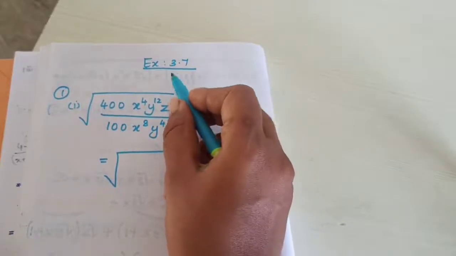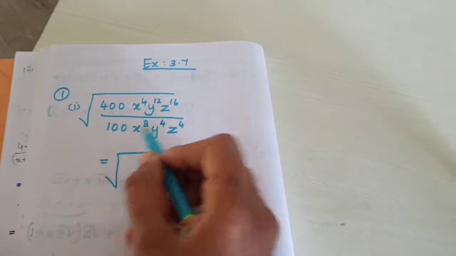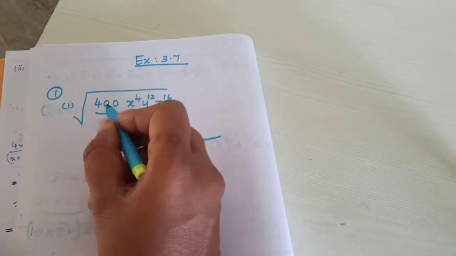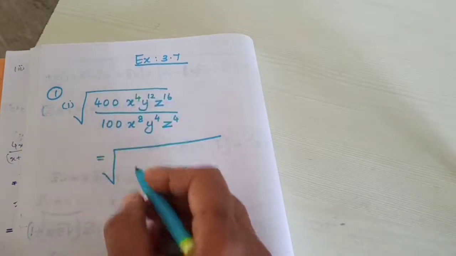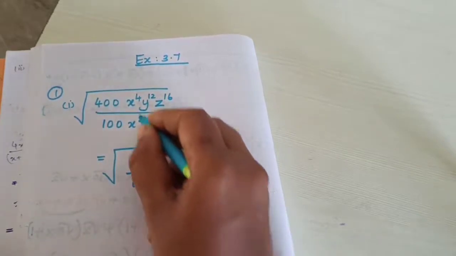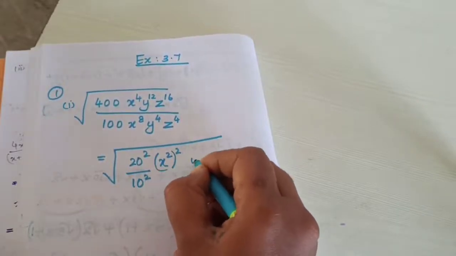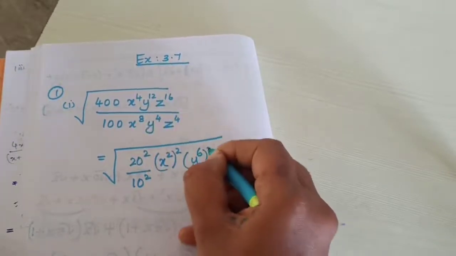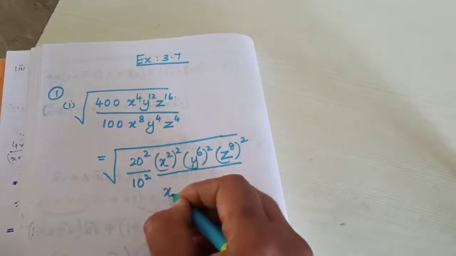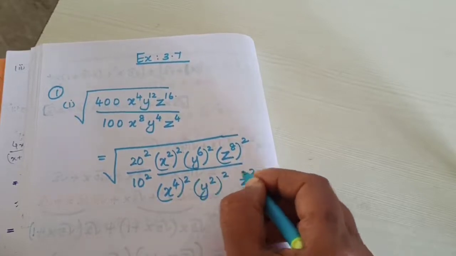Now exercise problem, exercise 3.7. First one, we want to find the square root of 400 by 100. Here some terms are given. Okay, first thing we need to write as a power of 2. Here 400 means 20 square by 100, that is 10 square. Then x power 4. Along with the 2 table you need to write. So 2 power 2, 6 twos are 12, 8 twos are 16, x power 4, y power 6, z power 8 by x power 4, y square, z square.